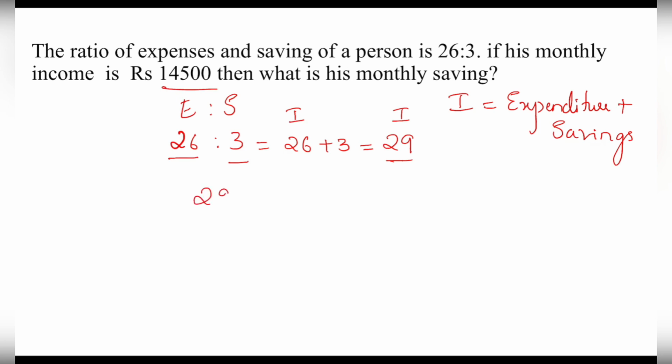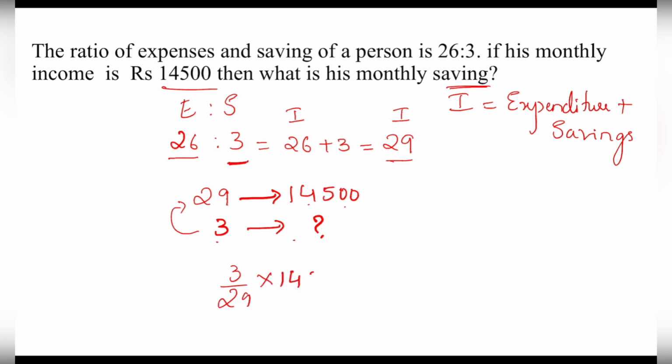So I can directly equate 29 is to 14,500. Then what is savings they are asking? Savings is how much? 3 parts. So 3 parts is how much? If 29 parts is 14,500, then 3 parts is how much? So 3 by 29 into 14,500. This is the method I use.